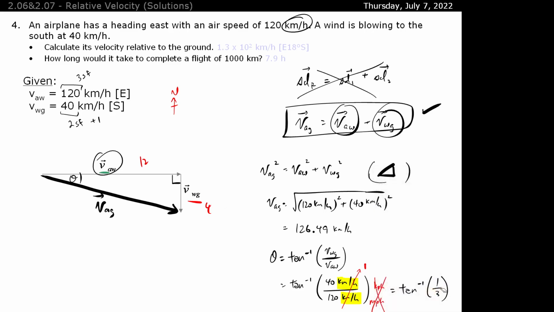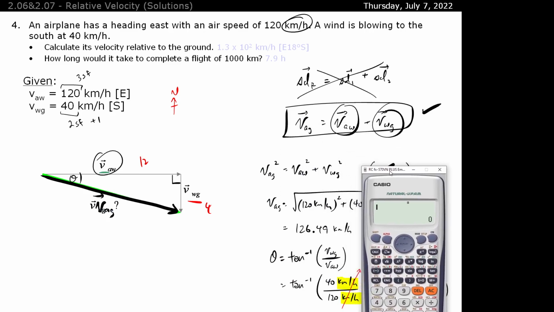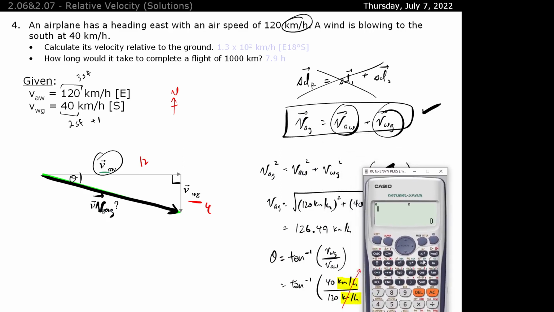Don't believe me? Go ahead and take out your calculator and try it out. There you go. Shift tan of 40 over 120 will give you the same answer as shift tan of 1 to 3 ratio. It'll be the same exact answer, 18.43.